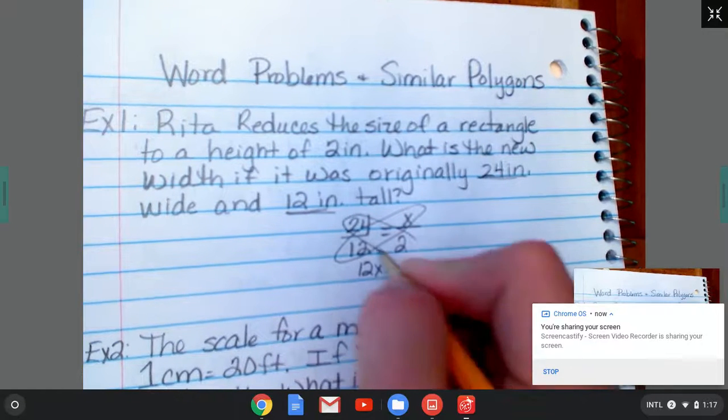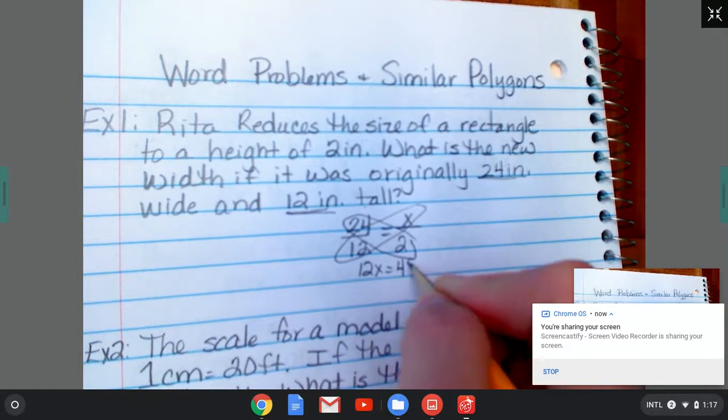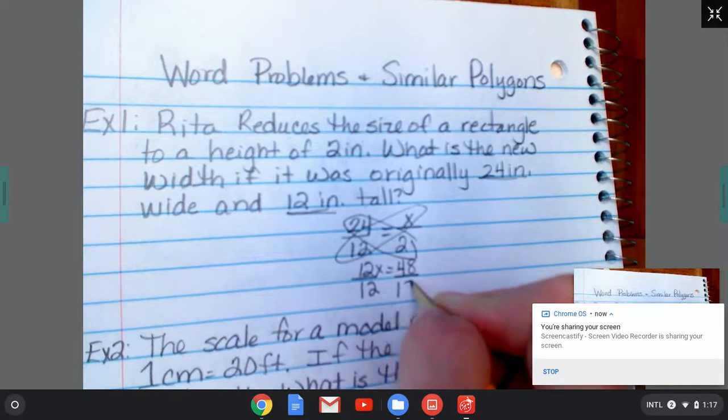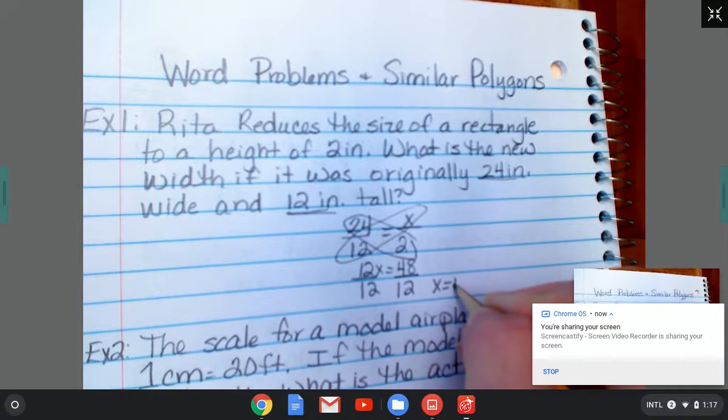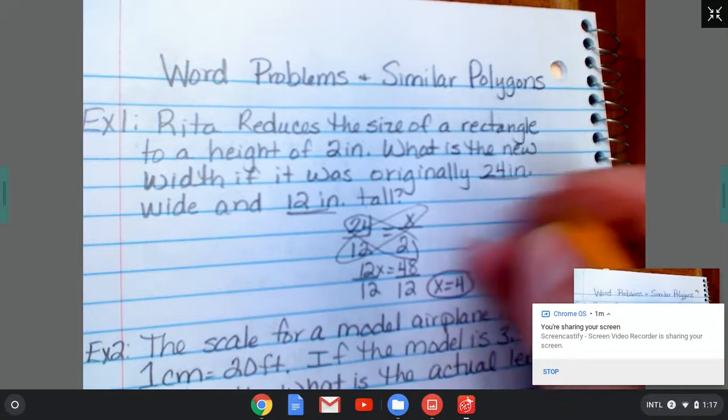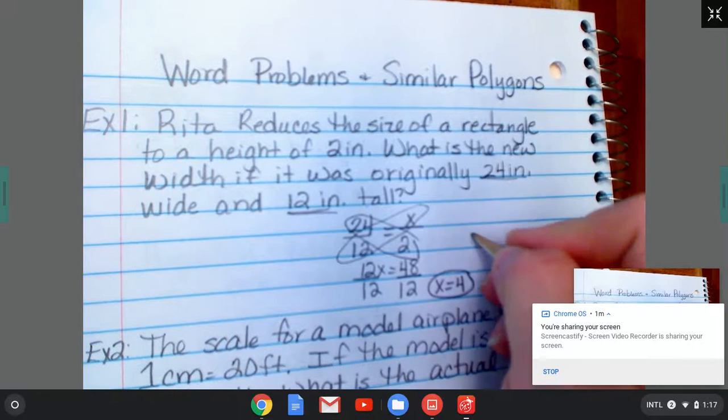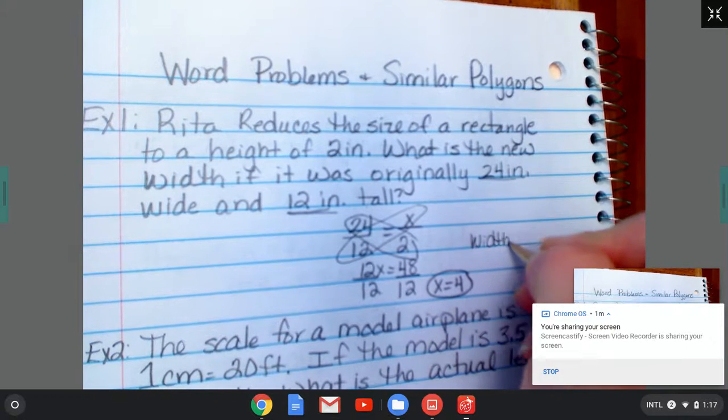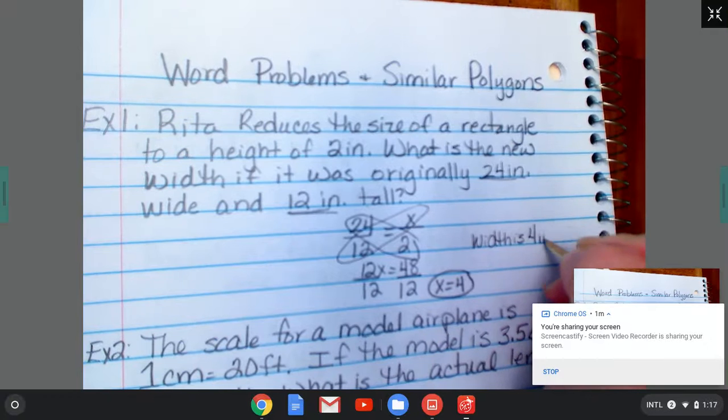12x. 2 times 24 is 48. Divide by 12. X equals 4. So it looks like our new width is 4 inches.